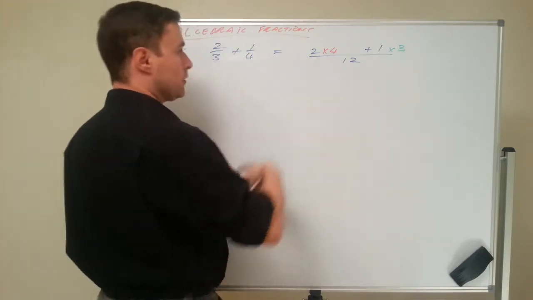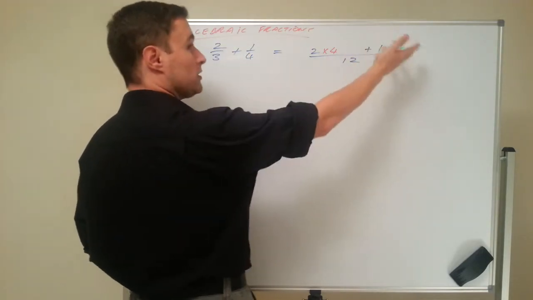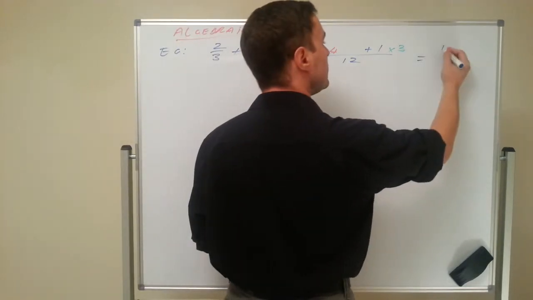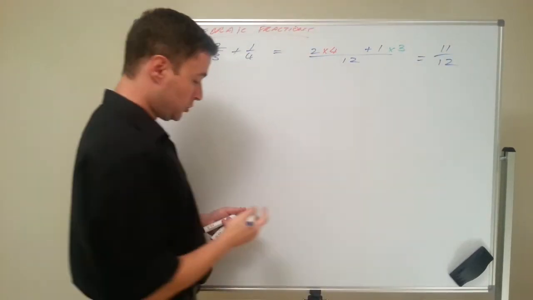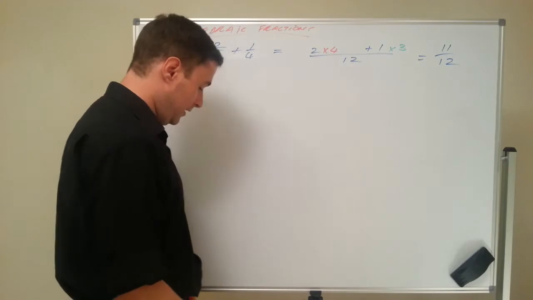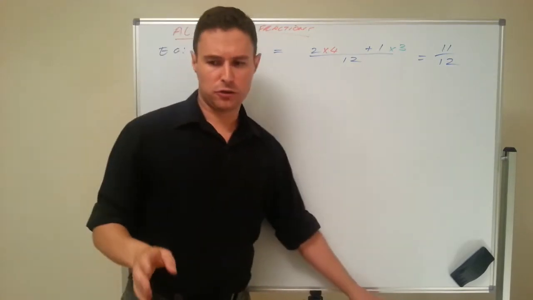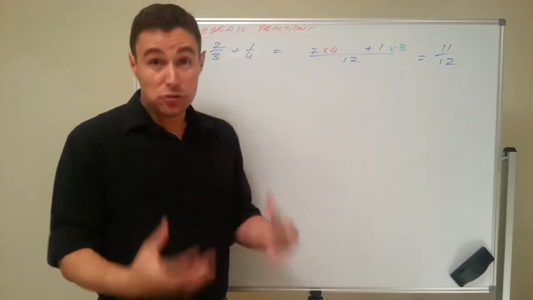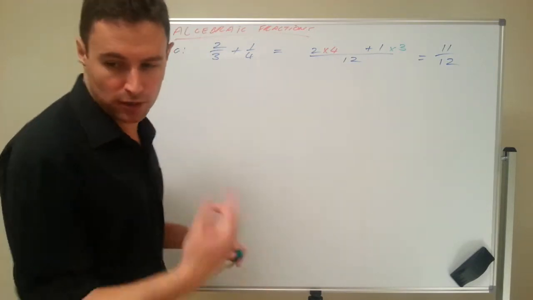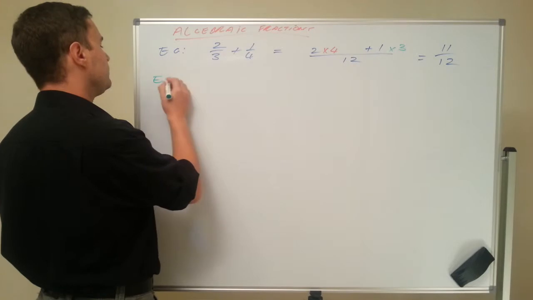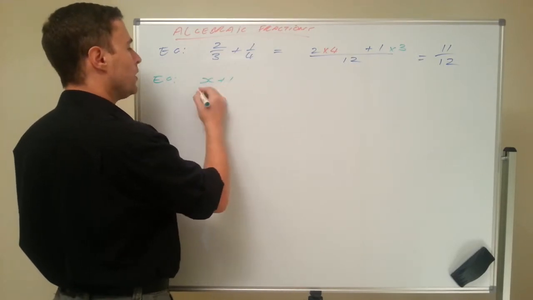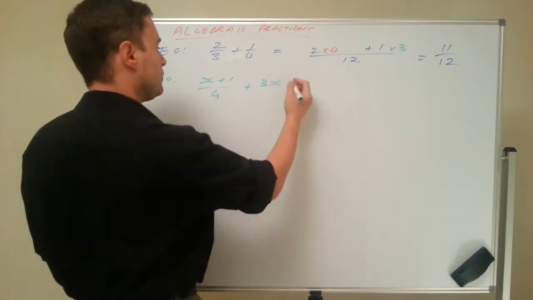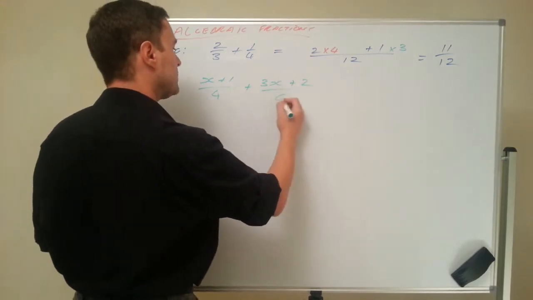Okay, so I've got 2 times 4 is 8, 1 times 3 is 3, 8 plus 3 is 11 over 12. 11 over 12. That shouldn't have been a surprise to you. Okay, that should be pretty straightforward. You should be okay with that. Right. Now let's just extrapolate that. Let's take this to algebraic fractions. So let's use x plus 1 over 4, e.g. x plus 1 over 4 plus 3x plus 2 all over 6.